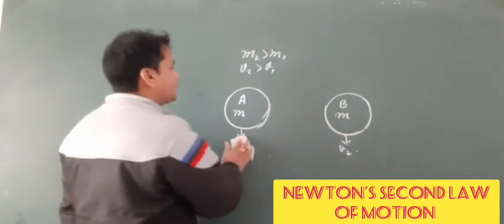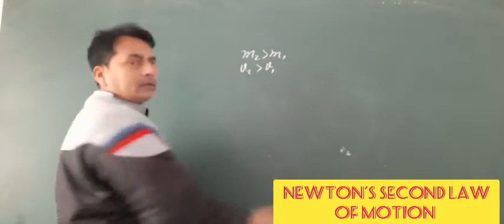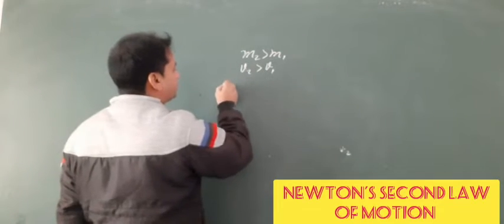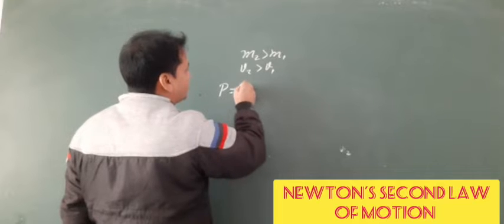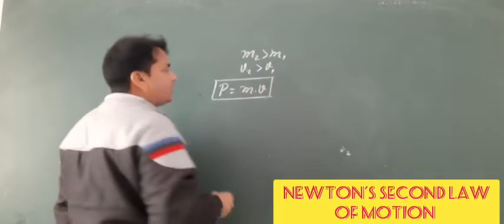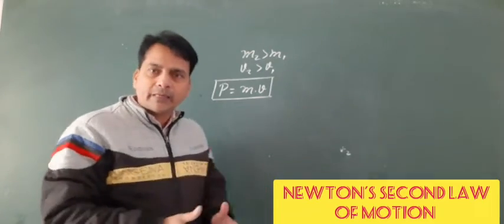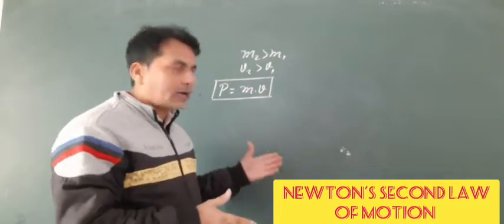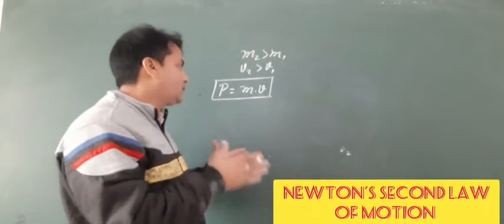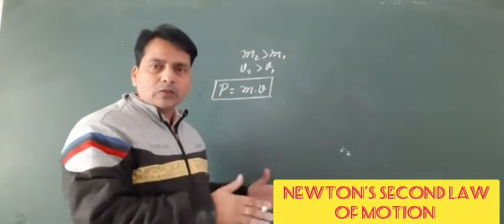So momentum is the product of mass and velocity. Momentum equals m into v. Momentum depends on the mass and velocity. If the mass of the object is higher, then momentum will also be greater. If the velocity of the object is higher, then the momentum of the object will also be greater.